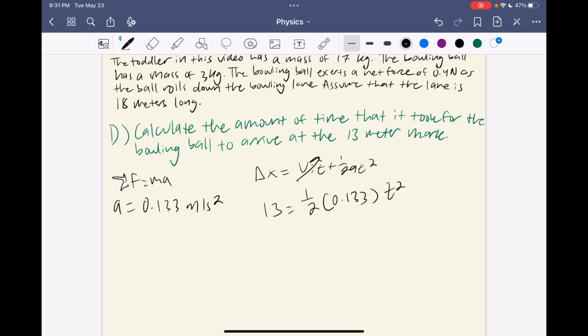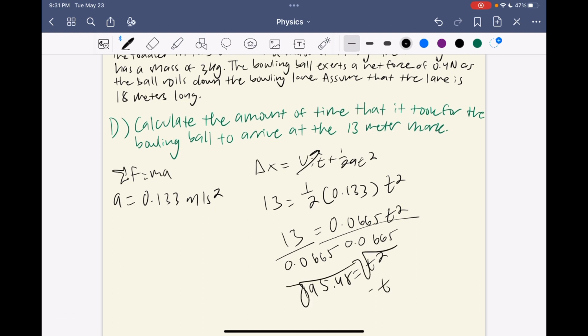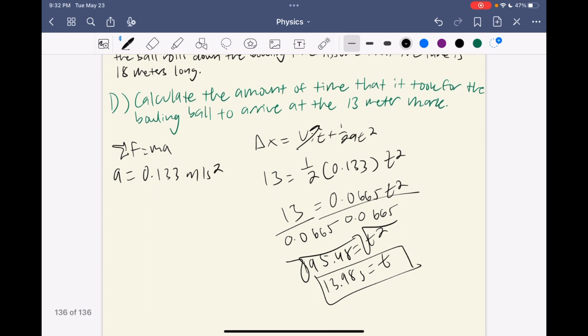So 0.133 divided by 2 is 0.0665. And we can divide both sides by 0.0665 to isolate for t squared. And we get 195.48. We want to square root both sides now to isolate for t. So the square root of 195.48 is 13.98. So the total time that it took for the bowling ball to arrive at the 13-meter mark is 13.98 seconds.